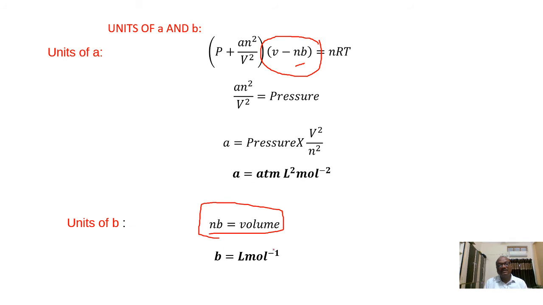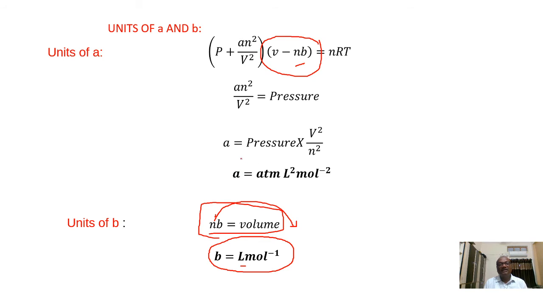What is b? If you write the equation for b, you have to shift this n to the other side. When you shift small n towards the RHS, it becomes n to the power minus 1. The volume units are liters, and n to the power minus 1 gives mole to the power minus 1. So liter mole to the power minus 1 is the unit of b.